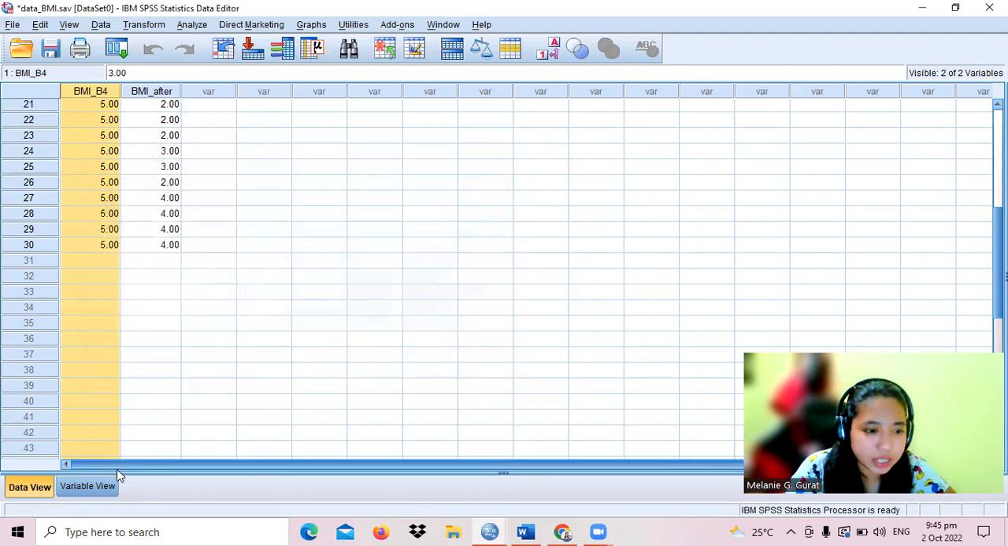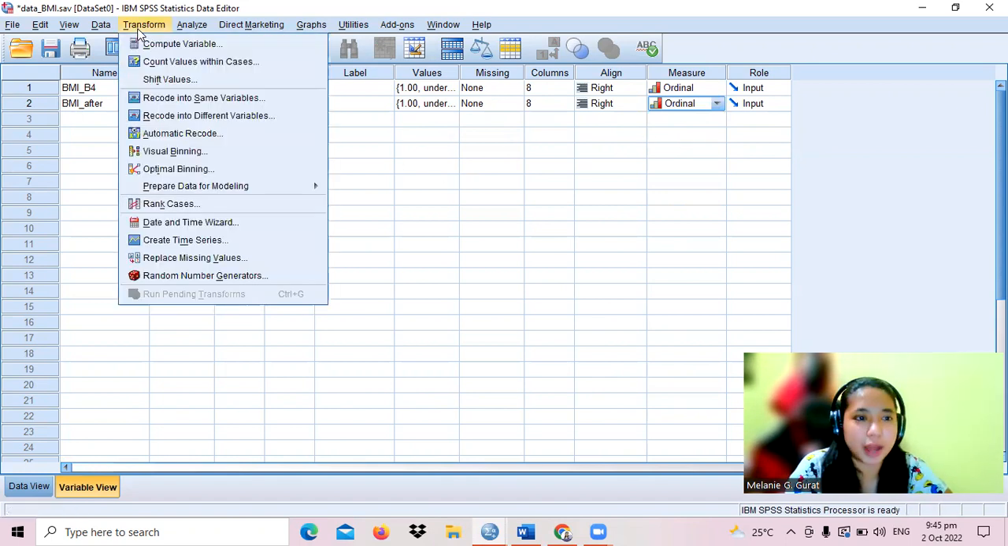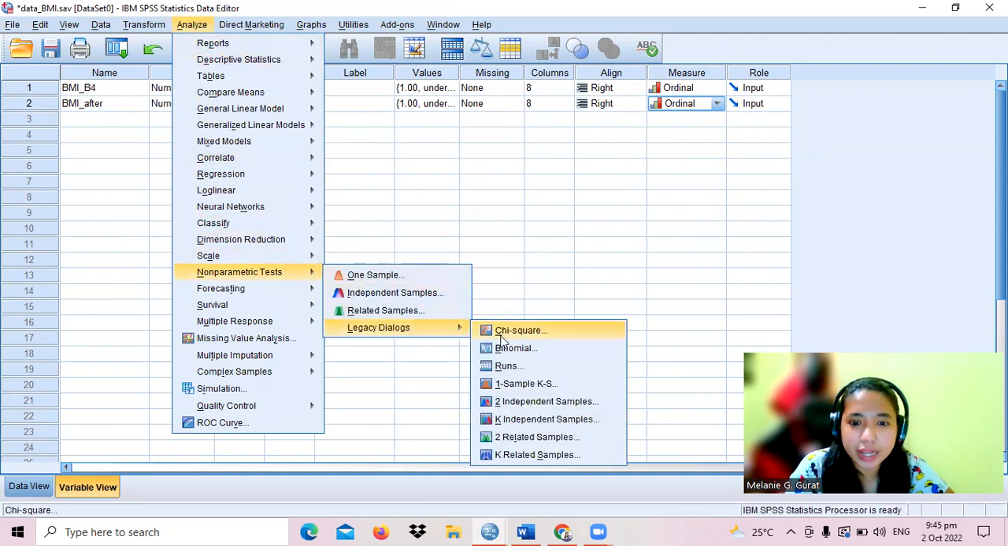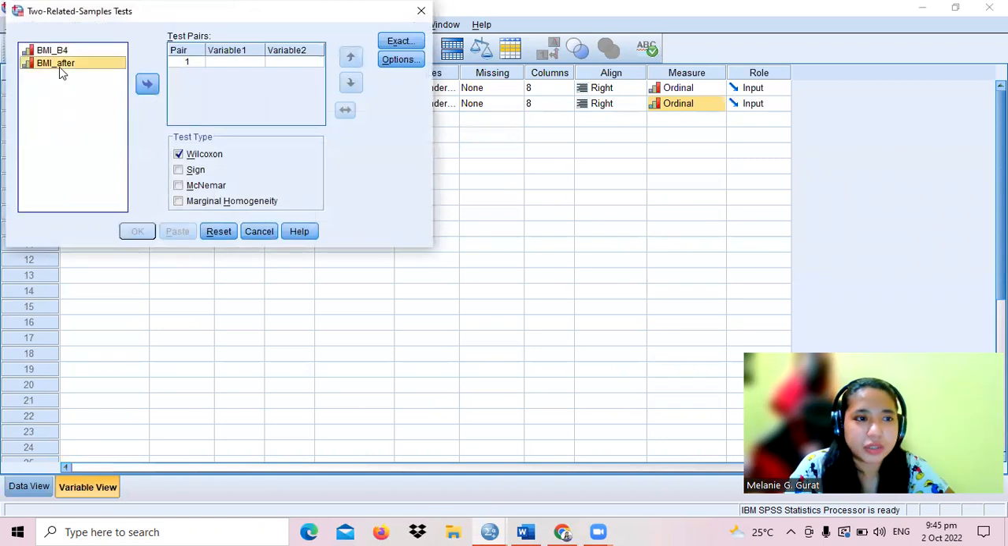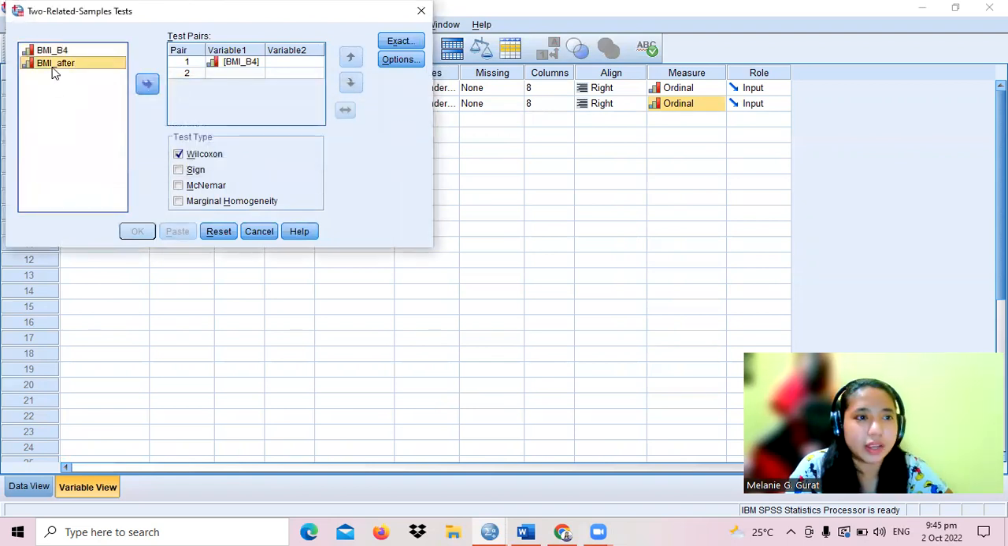So maybe let's just first correct our measure so that you will not be confused. This is ordinal. So let's just repeat the step. Analyze, non-parametric, legacy dialogue, two related samples. So we will be transferring this. Of course, we will be asked to place the pair, and the pair is the after.